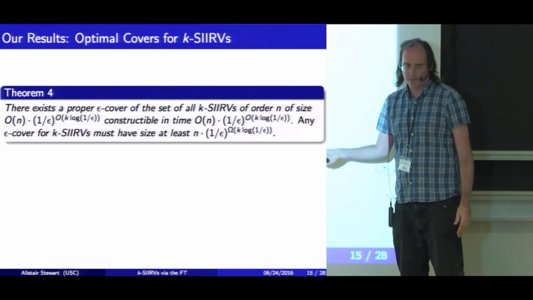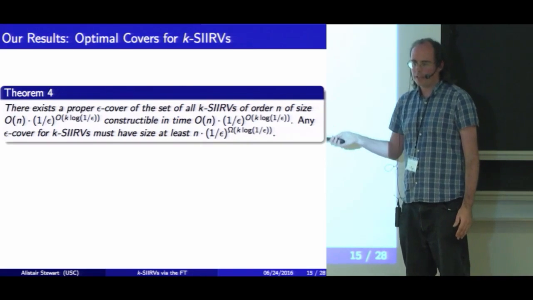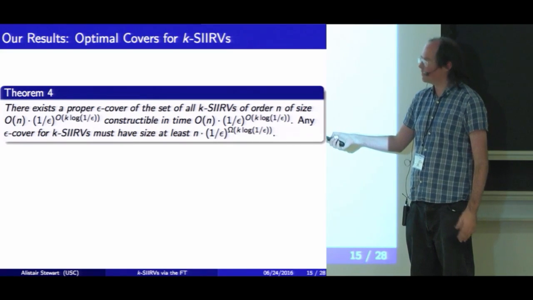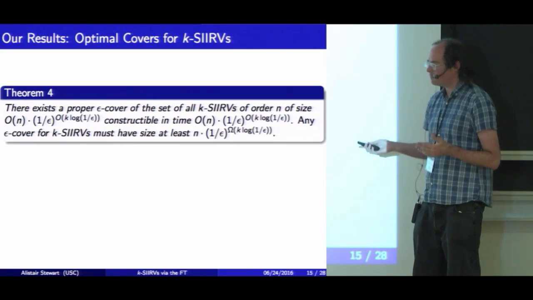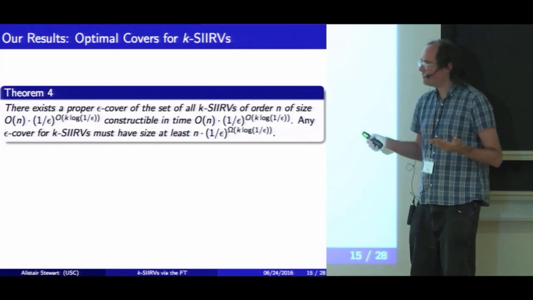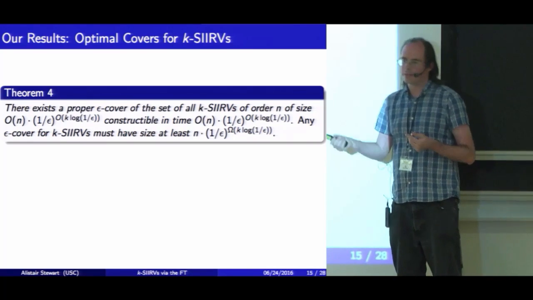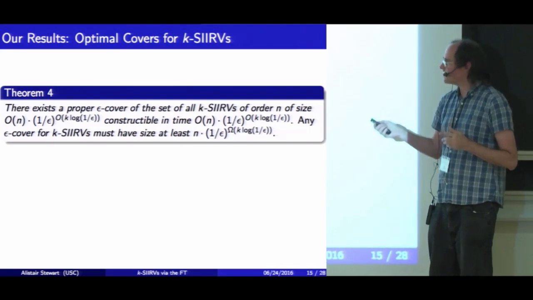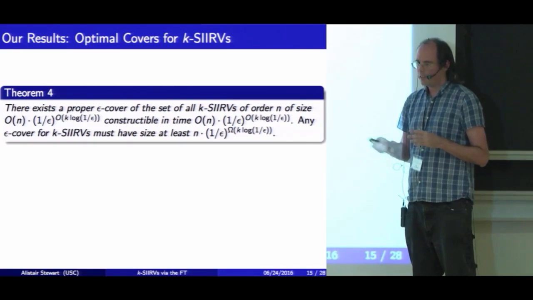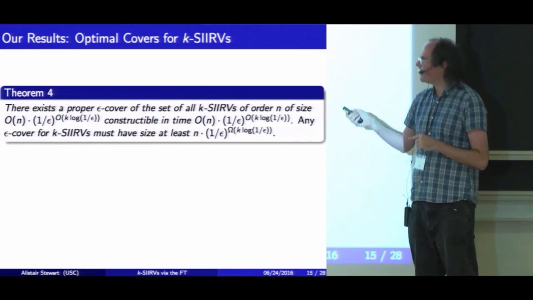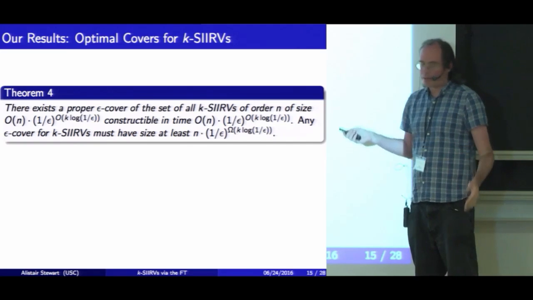We have a bound of size order of n times 1 over epsilon to the k log 1 over epsilon. This slightly improves even the k equals 2 result best previously known. And this algorithm is constructive. We give an algorithm for outputting this cover, which runs in a similar time. And this cover size bound is tight. Turns out that any epsilon cover of k-SIIRVs must have about this size.